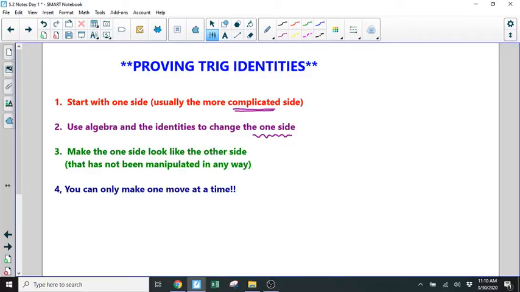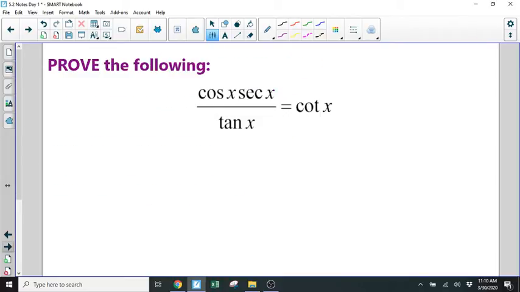You can only do one step at a time. So make sure you are showing, it's kind of like a geometry proof. We don't get to skip steps as we are doing this. Show all of your work as you are doing that, one algebraic or trig identity step at a time. So let's go ahead and jump into this.